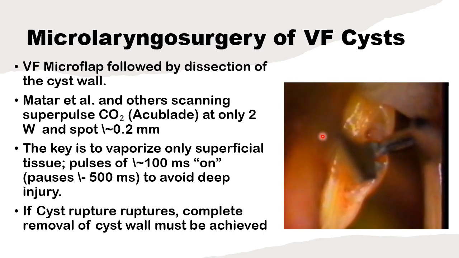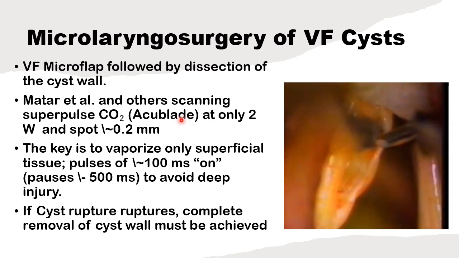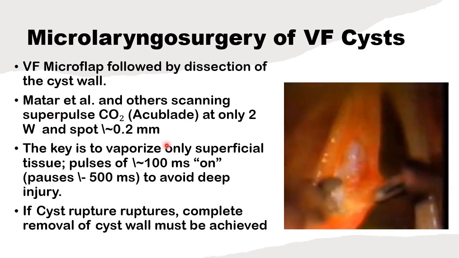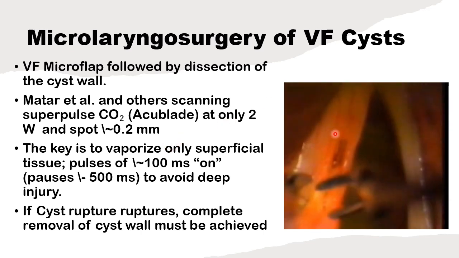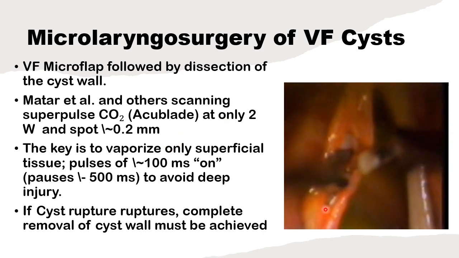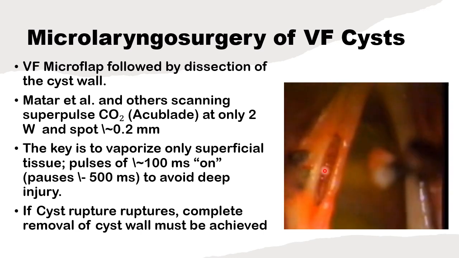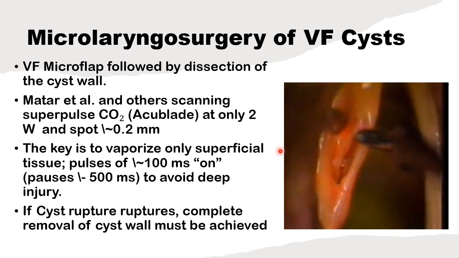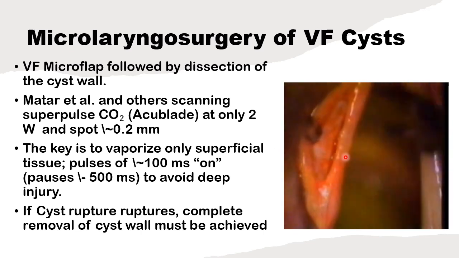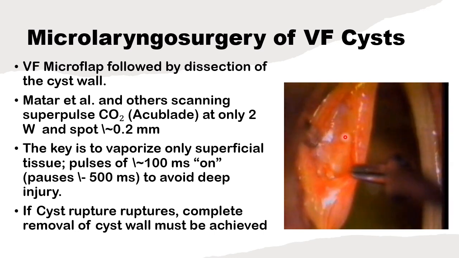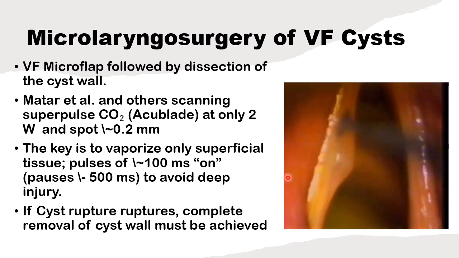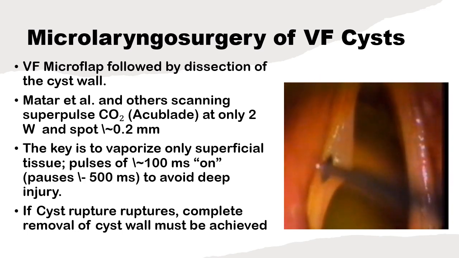The usual settings would be with the super pulse mode, 2 watts or a bit more, and very small penetration, only to incise the superficial part of the epithelium here to gain access to the lamina propria. The key is to vaporize only the superficial tissues in here without deep injury to the cyst or to the vocal fold ligament. If the cyst ruptures, then complete removal of the cyst wall must be achieved. Search for all the remnants.